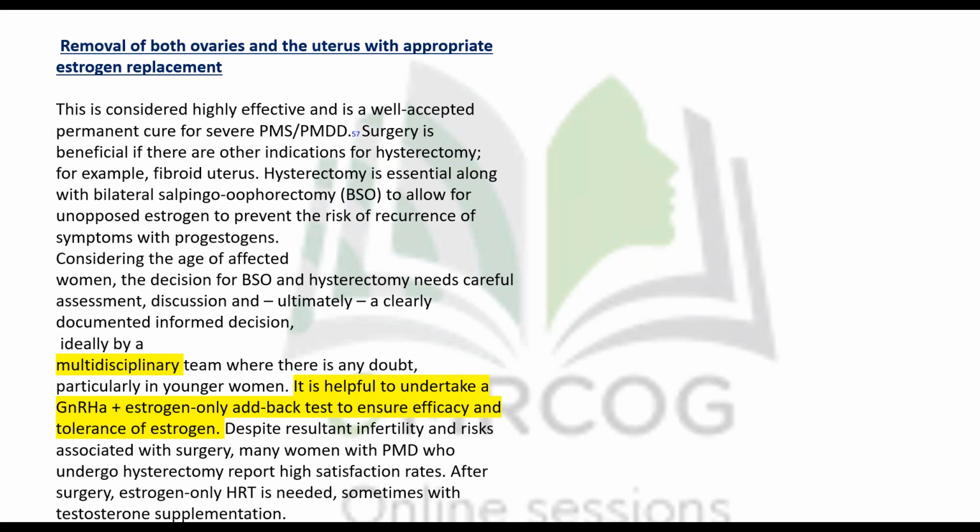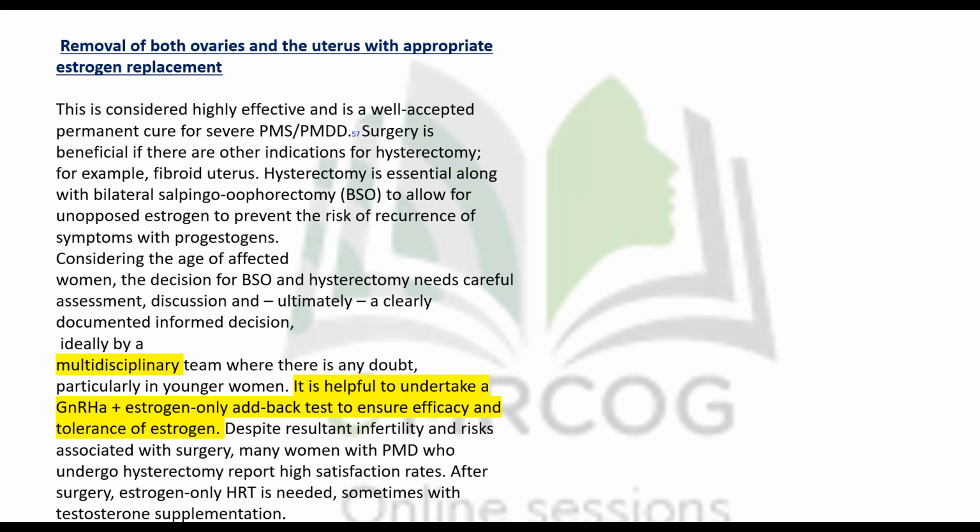Okay, and we have a very famous station in Part 3 where the case comes to you and she requests surgery, after a trial of only some lifestyle modification or a shorter trial of hormonal treatment. Okay, and she wants a surgery. So informed consent means discussion of the benefits and risks. This is very important for the patient to make her informed decision. Okay, so it's a highly effective and well-accepted permanent cure of severe PMS or PMDD.